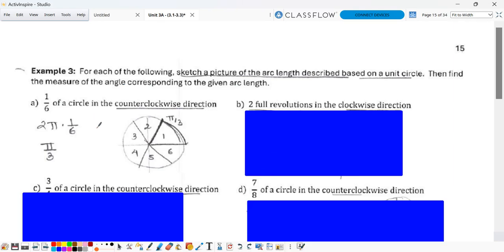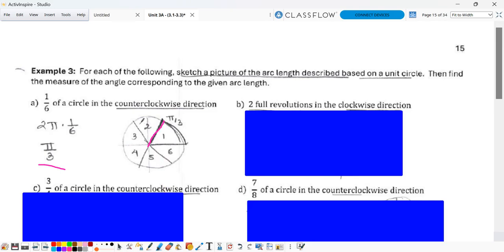One sixth of a circle. We know that the circle is 2 pi, so 1/6 is pi over 3. Easy peasy. But remember, counterclockwise. Counterclockwise means it is positive pi over 3. That means this is your pi over 3 angle.